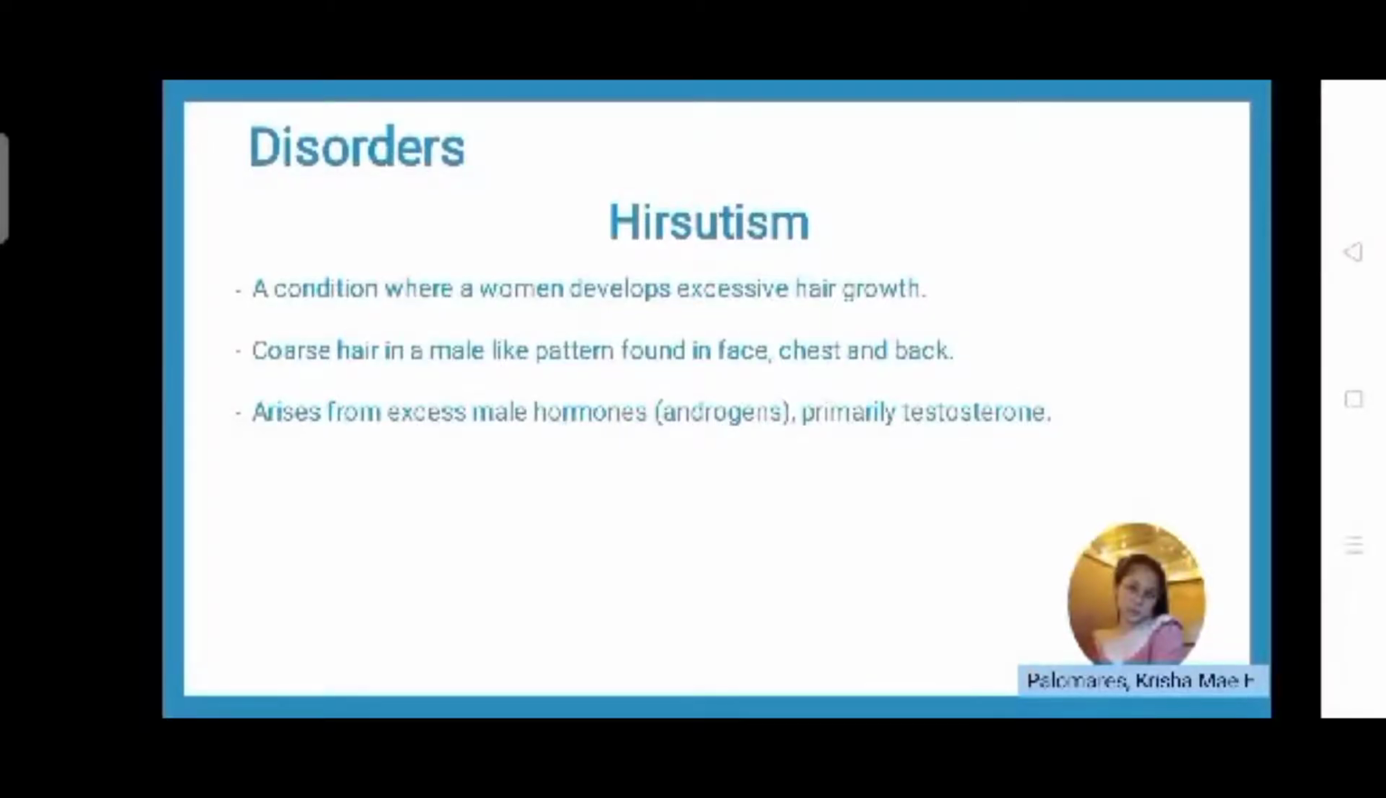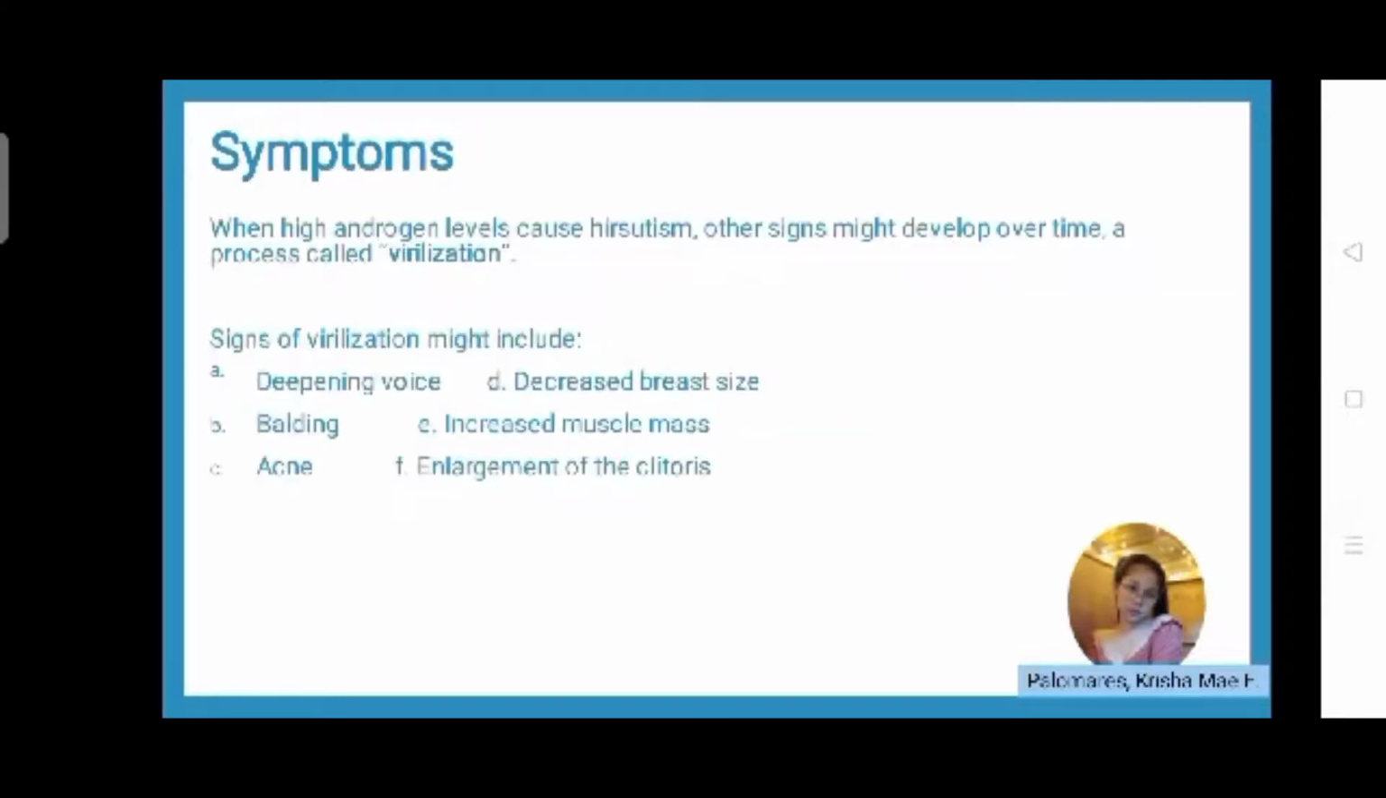So, the next disorder we will be discussing is hirsutism. It is a condition in women that results in excessive growth of dark or coarse hair in a male-like pattern. It can be found on the face, chest, and back. With hirsutism, extra hair growth often arises from excess male hormones, primarily testosterone. When high androgen levels cause hirsutism, other signs might develop over time, a process called virilization.